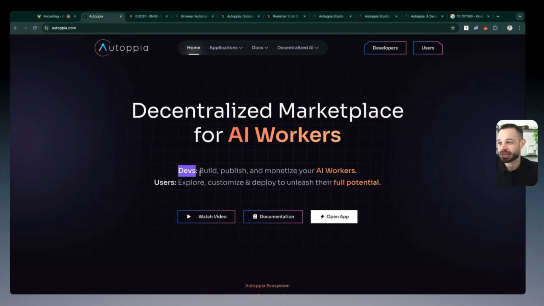space for developers, who are essentially the miners on this subnet, to build, publish, and monetize their AI workers by contributing them as individual AI workers with individual use cases, which we will look at in a moment because there are so many use cases for AI workers, and then pairing that with the users of the subnet, i.e. users who are able to explore, customize, and deploy those AI workers to unleash their full potential.